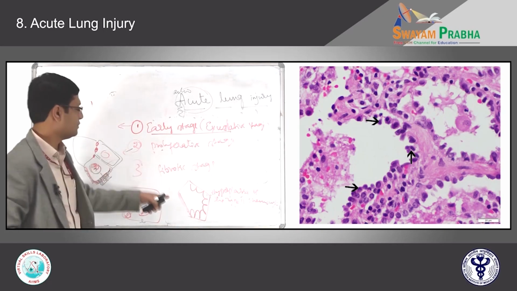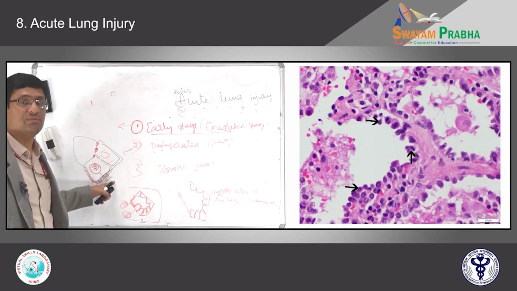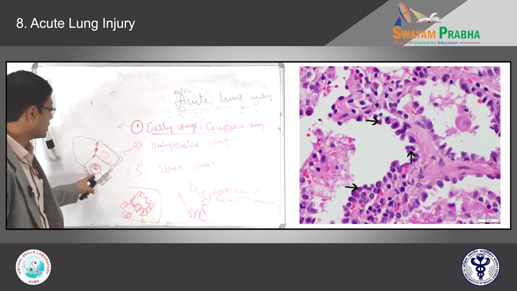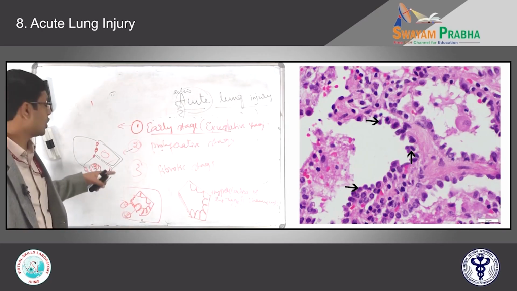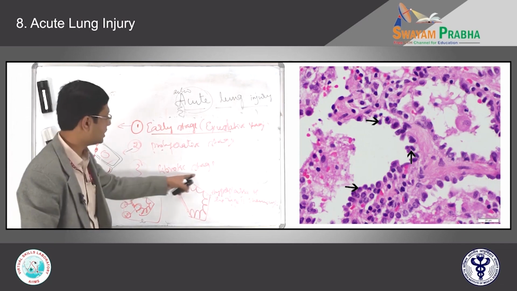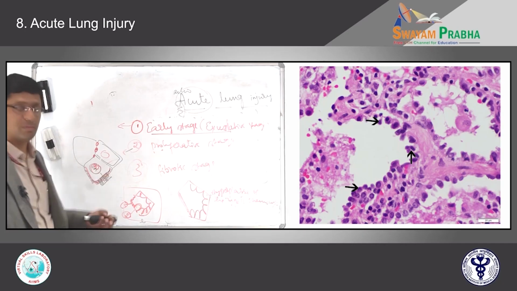ARDS patients are usually very difficult. Very few patients will come back to normal. In the majority of patients, complete normal recovery is not possible. So what happens ultimately? This also stimulates the interstitial fibroblastic cells.